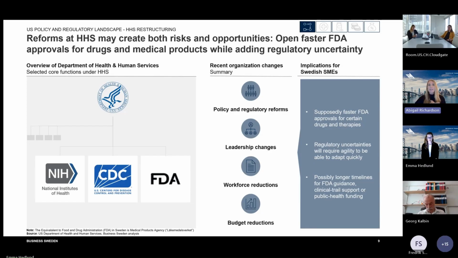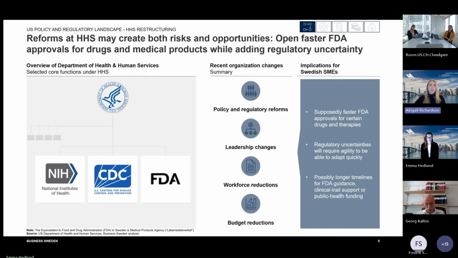So for Swedish SMEs, what does this mean? There is a chance for faster approval times, which is really good, especially in areas like oncology, rare disease, and also digital health tools, which is good to know. But again, compliance is going to be more complicated. We're seeing that regulatory processes are shifting, and again, having those in-house experts or partners and being able to adapt quickly is going to be very important. So probably important to expect any kind of delays in the non-core FDA functions, like guidance documents or clinical trial support or public health funding. So again, if your strategy depends on grants or technical advice, definitely build in extra time and budget for that.